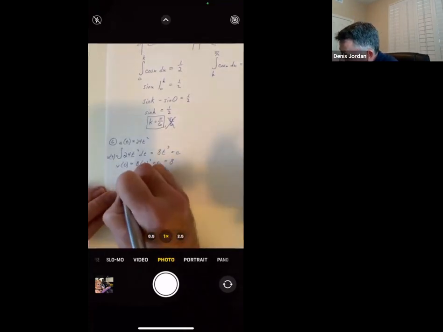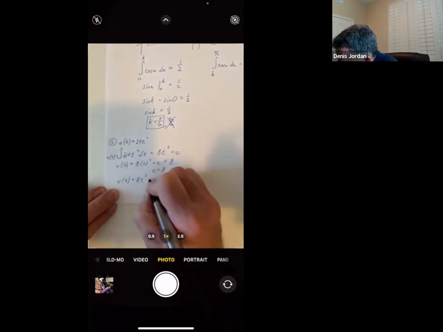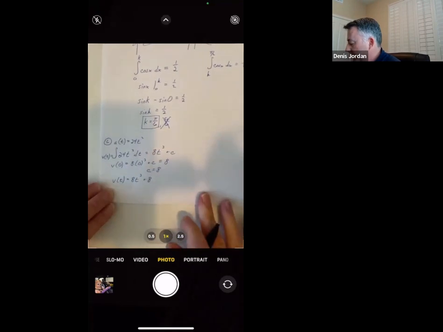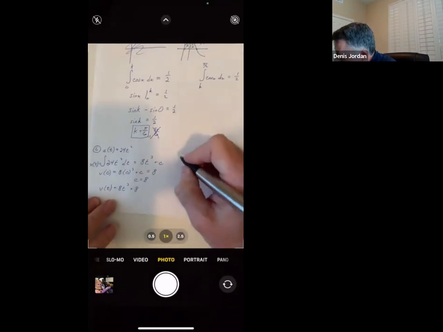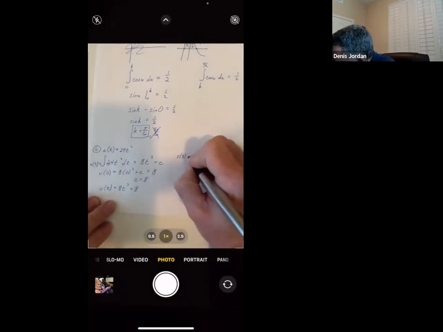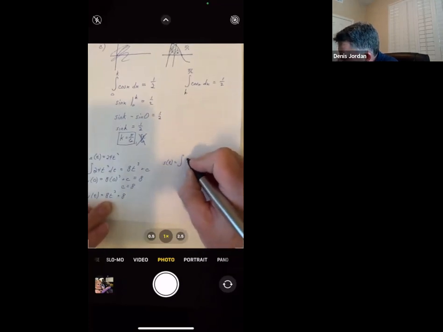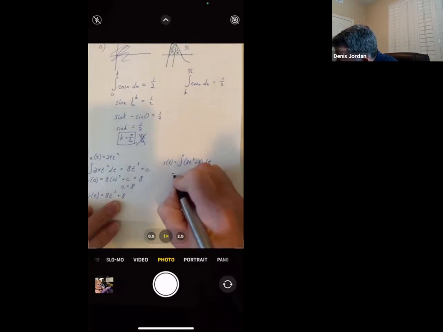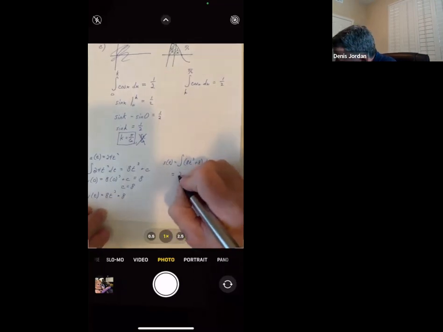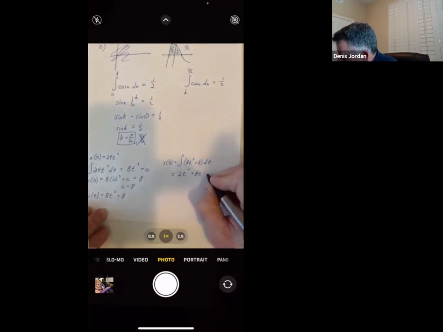So now you have a velocity function: 8t to the 3rd plus 8. To get from velocity to position, you're going to have to integrate again. So now you're going to integrate 8t to the 3rd plus 8. That would be 2t to the 4th plus 8t, and then plus another constant.